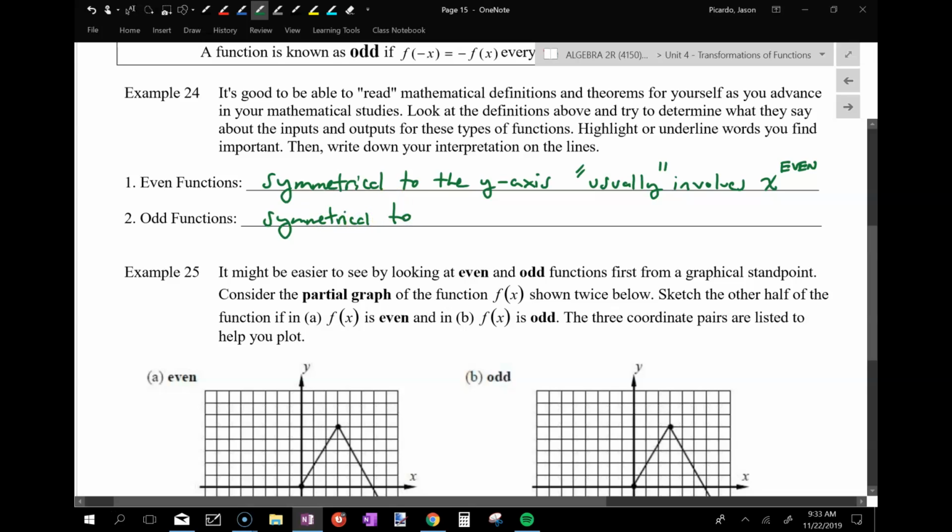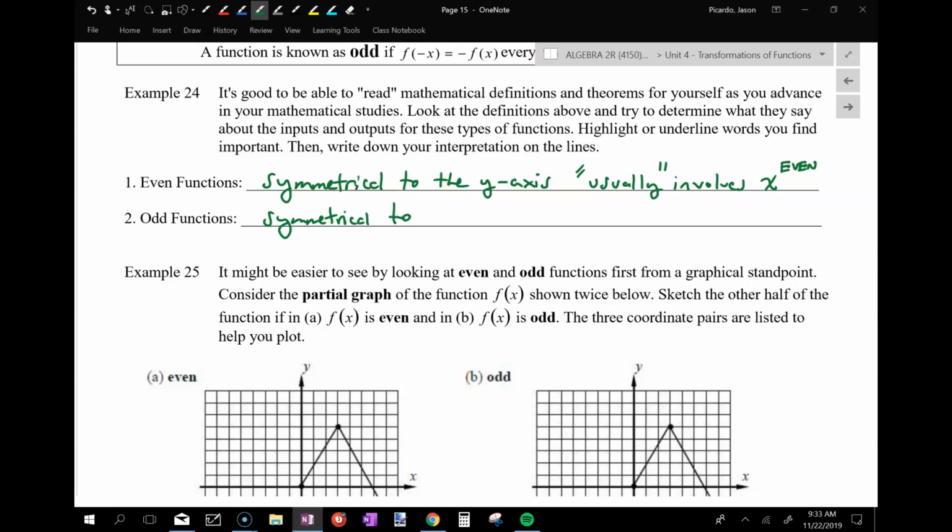symmetrical to... Now, immediately, everybody's going to think I'm going to say what? The x-axis. But what's wrong with that? This is actually a question from your homework, or it will be a question on your homework. What's wrong with that? Why can't I have symmetry to the x-axis? Because it's crossing. It wouldn't be a function, right?